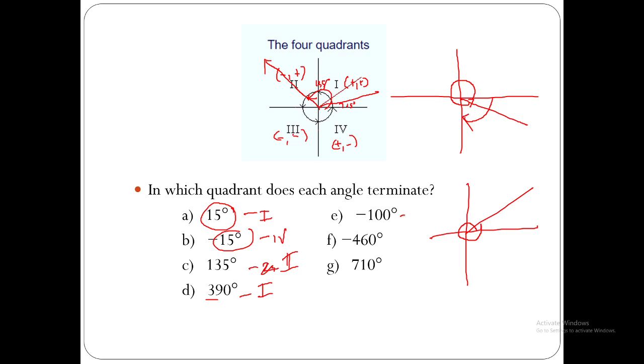Okay? Now, negative 100 degrees. Again, it is negative, so the rotation is different. So, this is 90, then this is 10 degrees. So, meaning, negative 100 degrees is in quadrant 3.